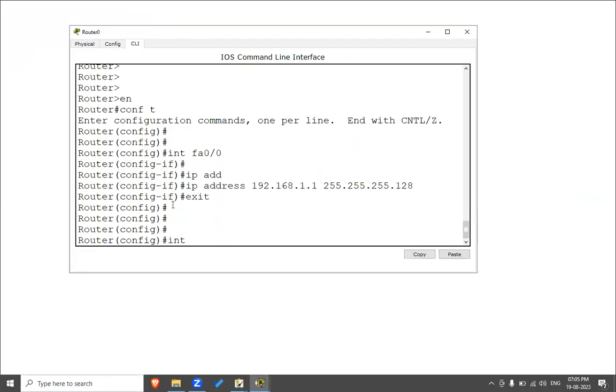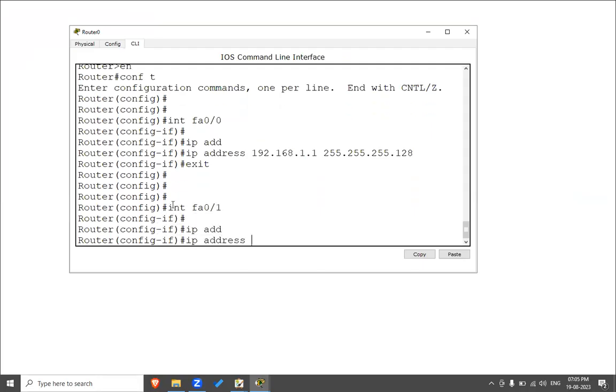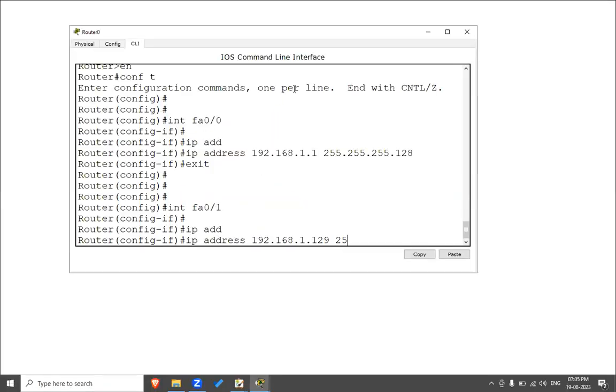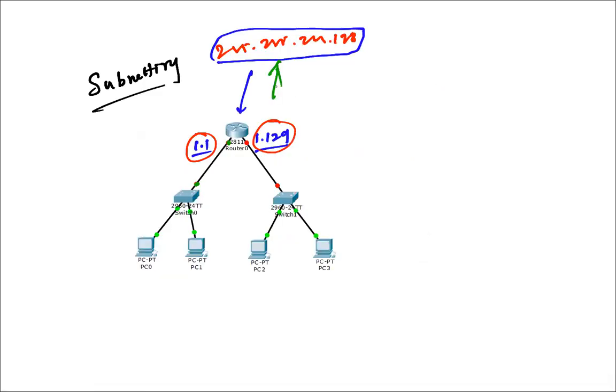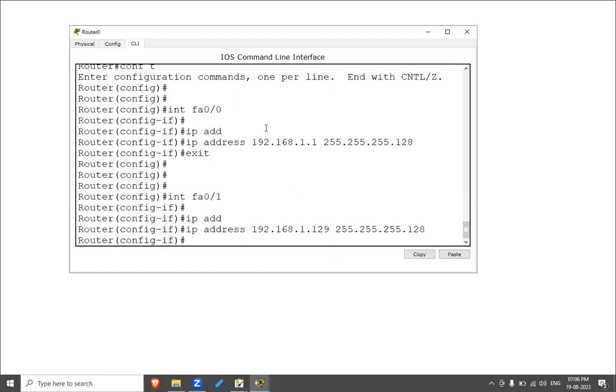Now I'm going to the other interface, 0/1, and I'll give the IP address 192.168.1.129. This is what was throwing an error last time. But this time I'm going to use the mask 255.255.255.128. Now I just give enter. Can you see there is no error, nothing?